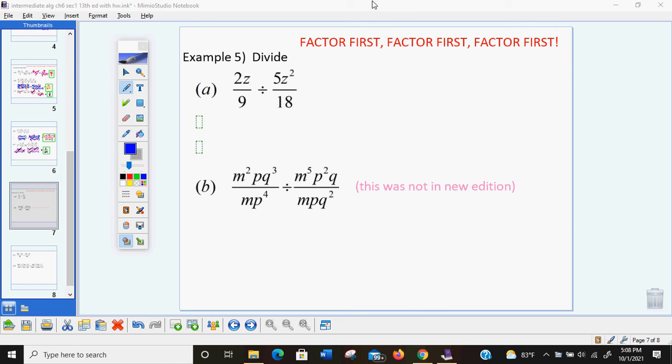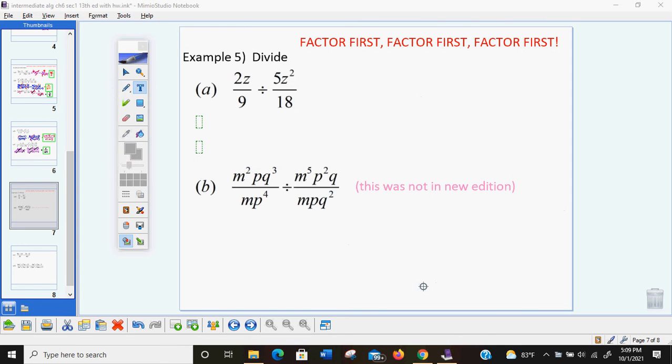On example 5, we're going to divide. We still have to factor first, okay? If we can factor, we have to factor. Now let's go back and review your rules that you learned probably in middle school when you're dividing fractions, okay? Remember the rules. Let me type these down at the bottom.